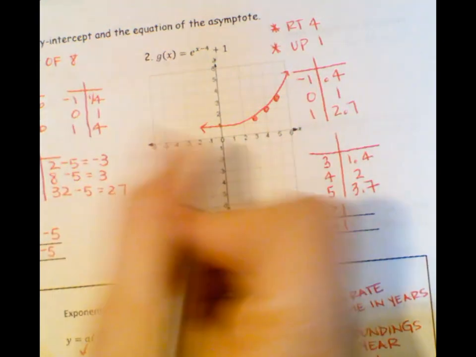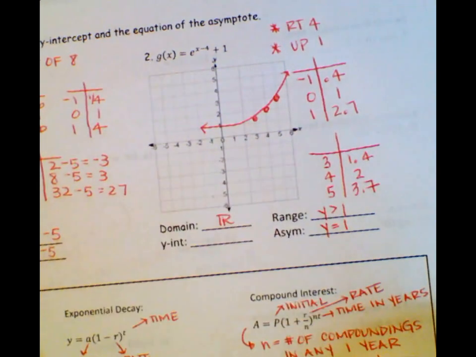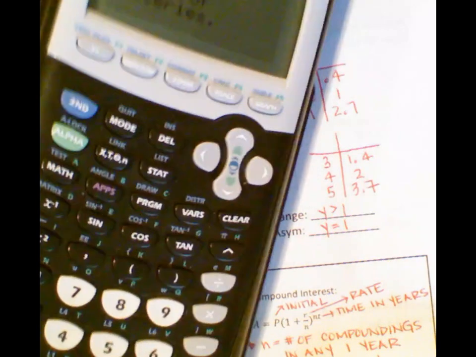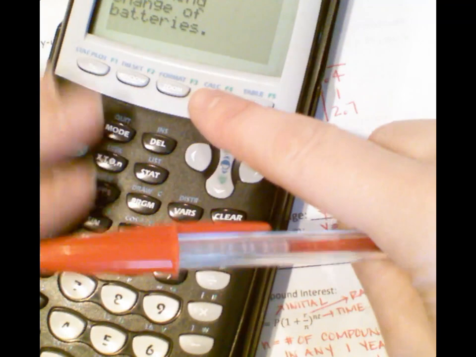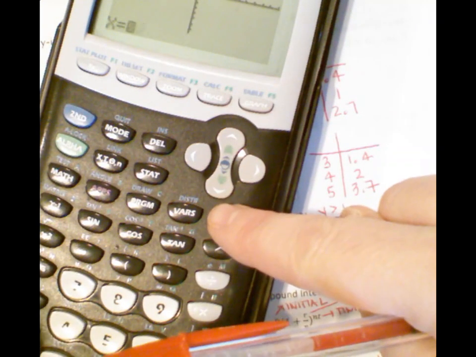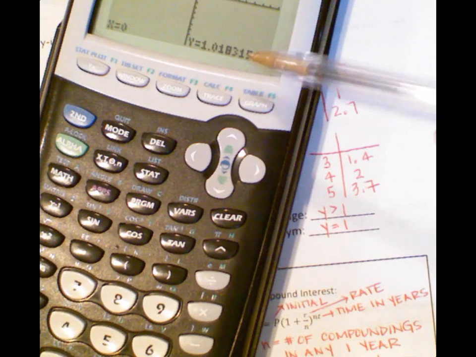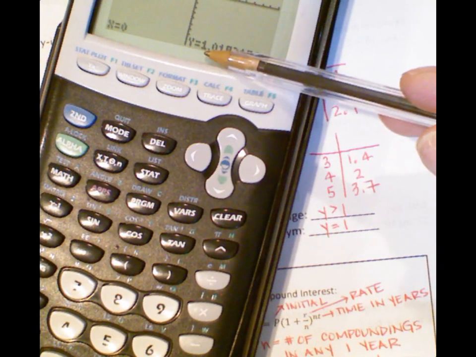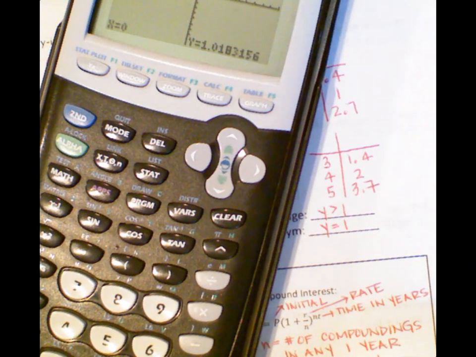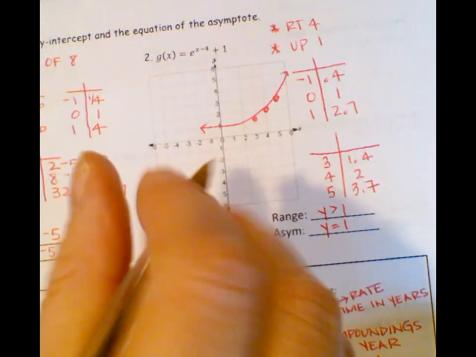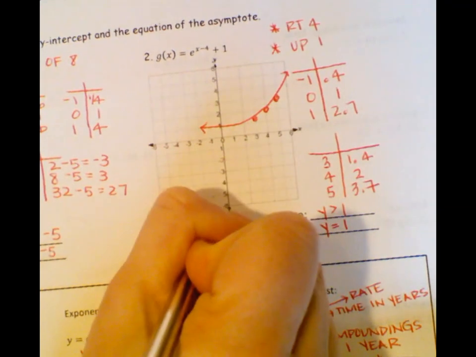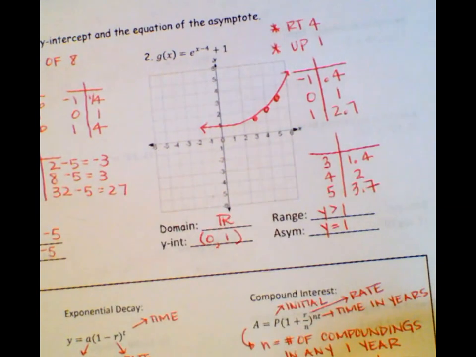Okay, for my domain, again, it's all reals. And then for your y-intercept, that is going to be where, if you go second trace, your x value is going to be 0. So look, it's going to be approaching 1. So 0, I'm just going to probably say 0, 1. All right, so there he is. What do we think about that?